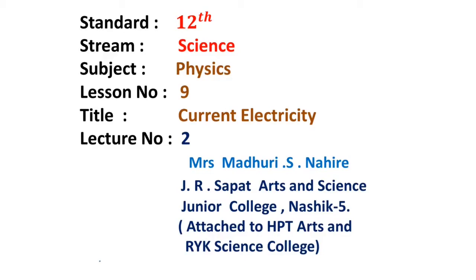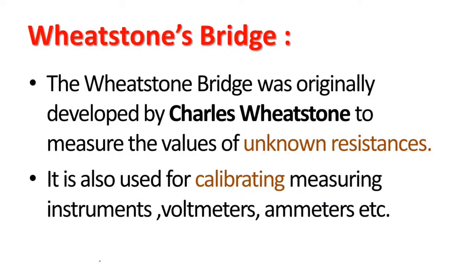Welcome dear students. In this lecture, we are going to study about Wheatstone's bridge. As we know, resistance, the property of a conductor, depends on its length, area of cross section and nature of material. It changes due to several factors such as temperature, strain, humidity, etc.